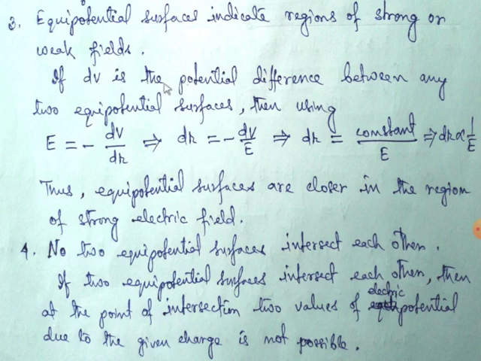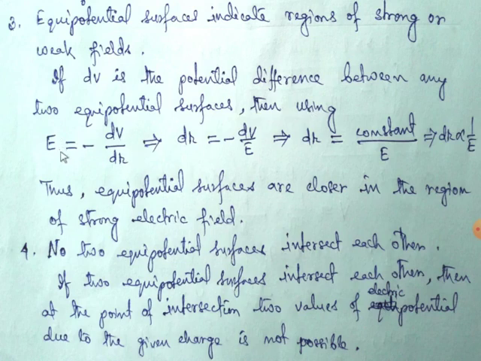If dV is the potential difference between any two equipotential surfaces, then we use the relation between electric field intensity and potential gradient. dV is the difference in potential between any two points of different equipotential surfaces, I mean not on the same equipotential surface, for two equipotential surfaces.